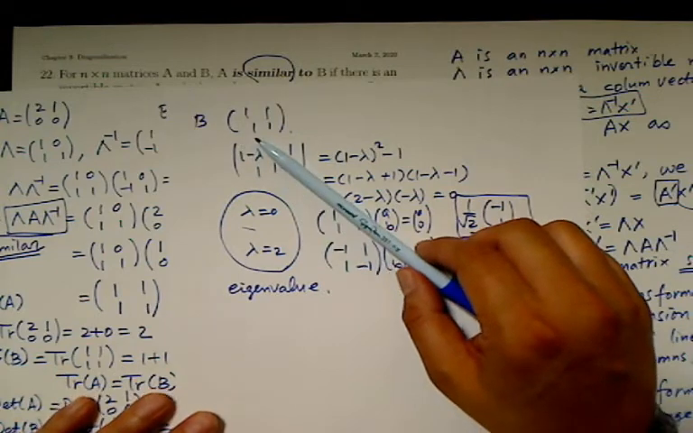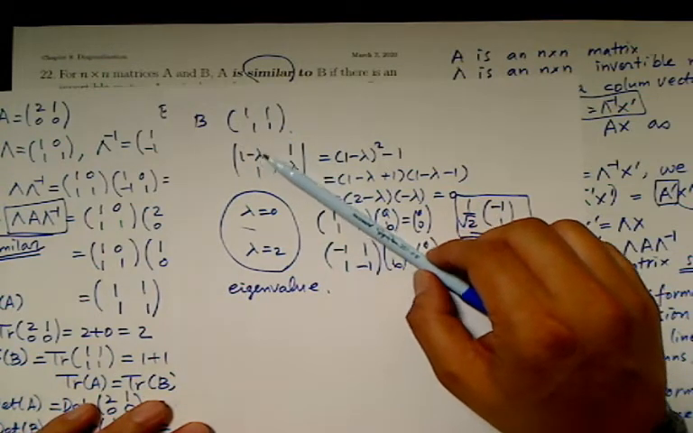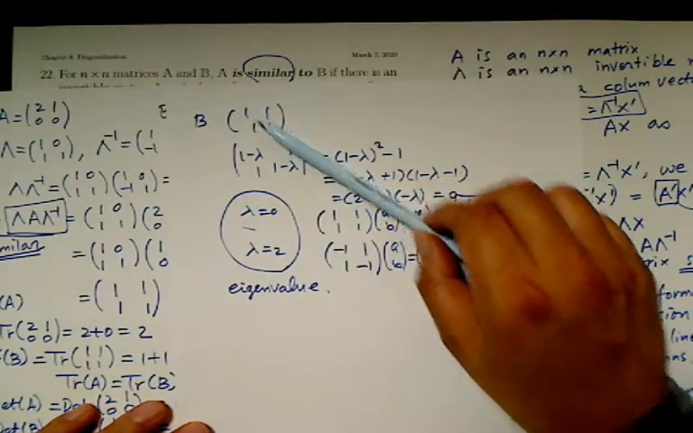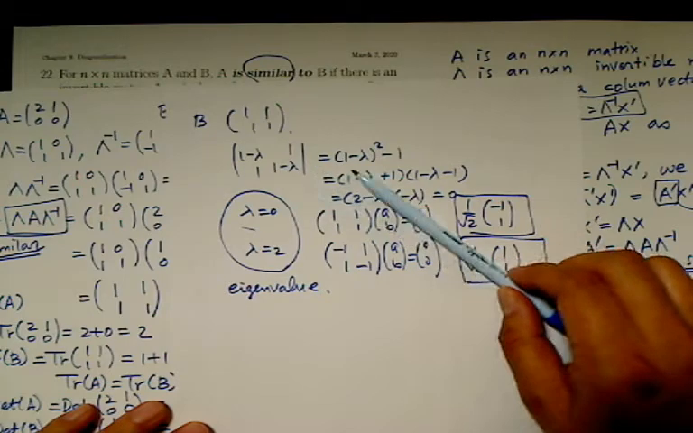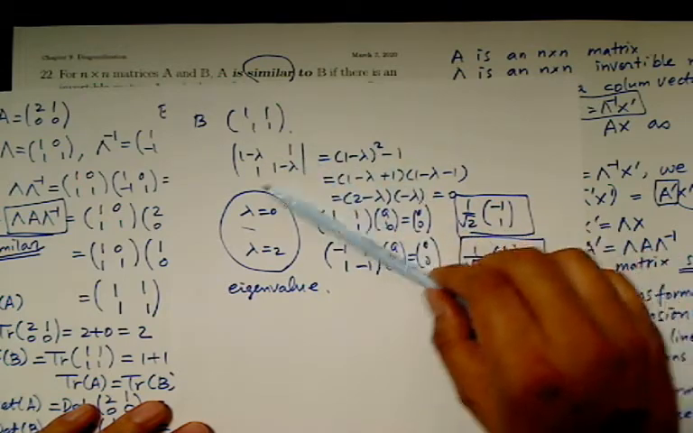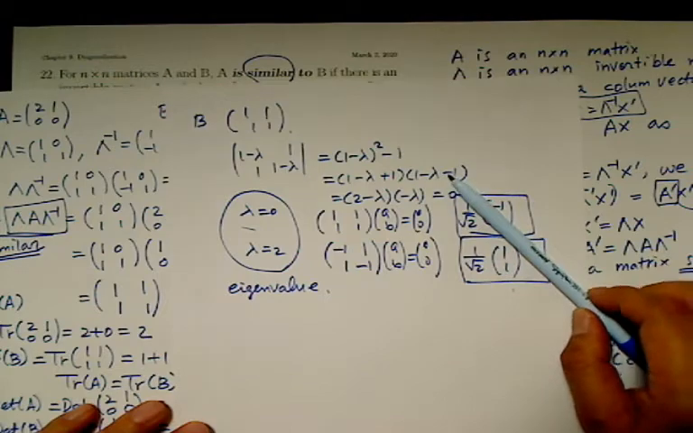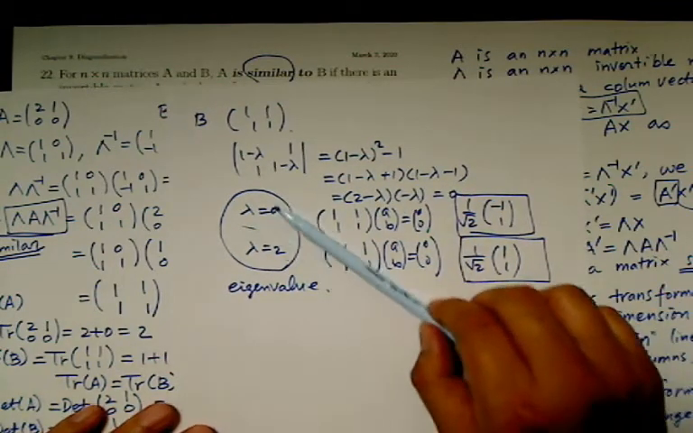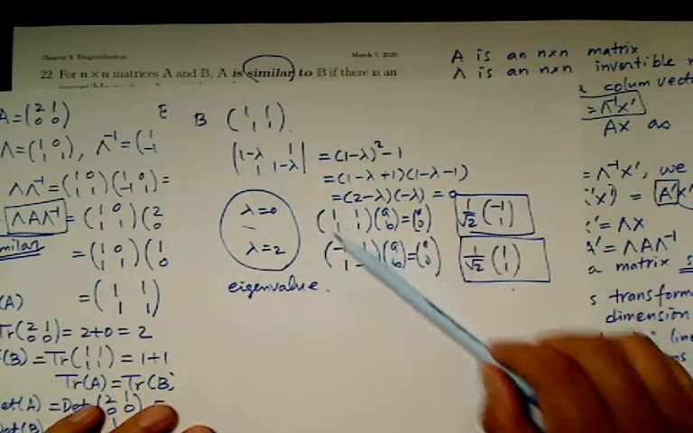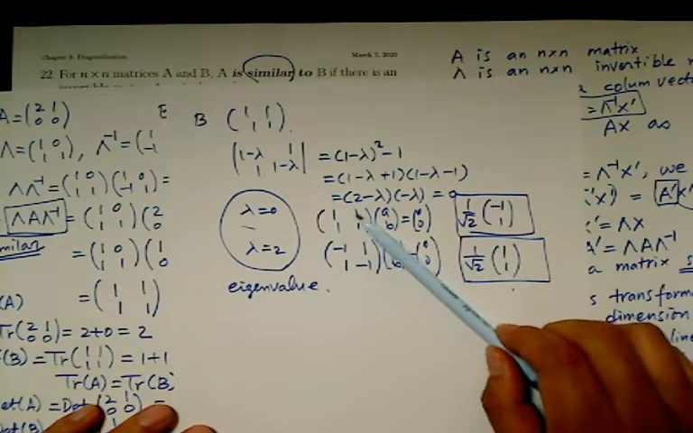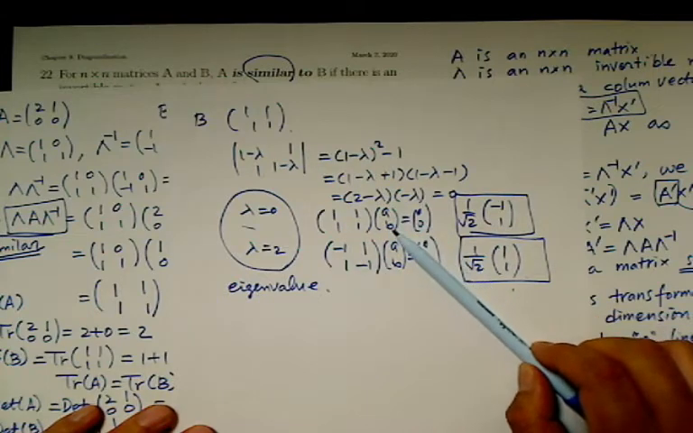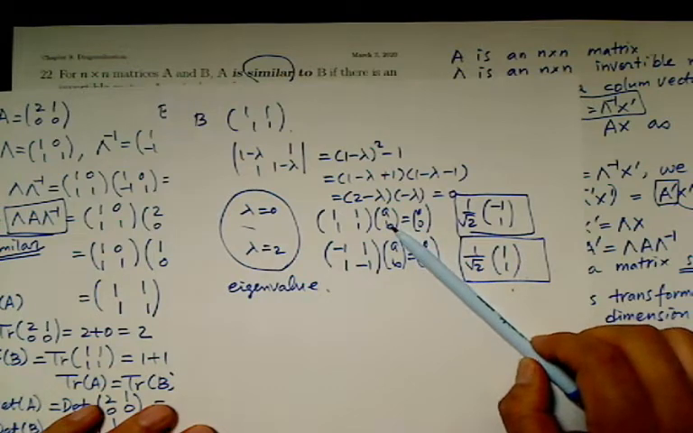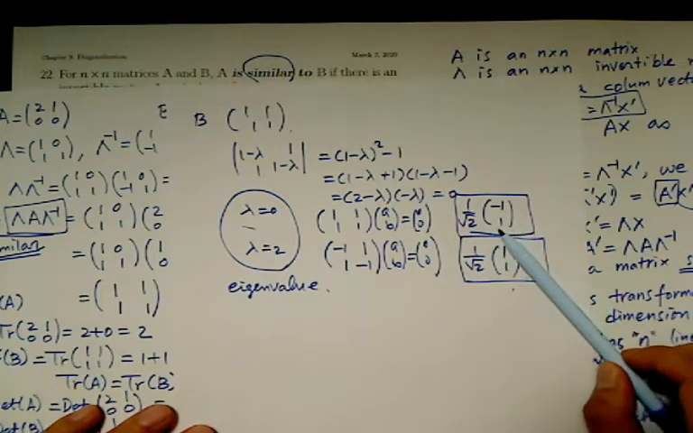B is this here. The secular equation: subtract lambdas in the diagonal elements. The determinant is (1 minus lambda) squared minus 1. Factorized, I also have lambda equals 0 or 2. For lambda equals 0, substitute lambda in here. Then 1, 1, 1, 1. The eigenvector (A, B) should be 0. So A plus B equals 0. So I can choose minus 1 and 1.